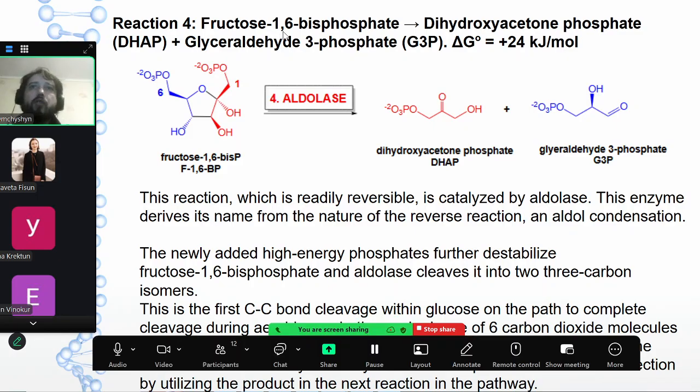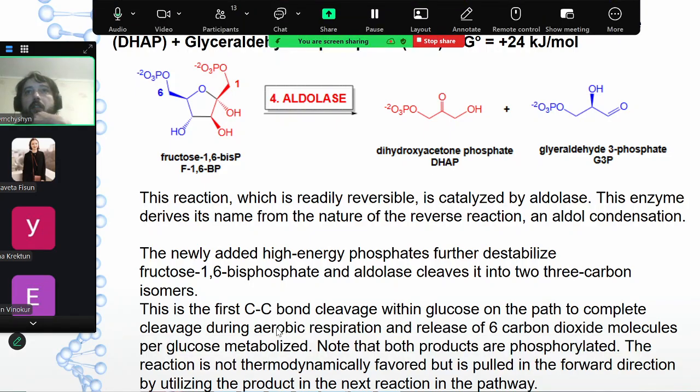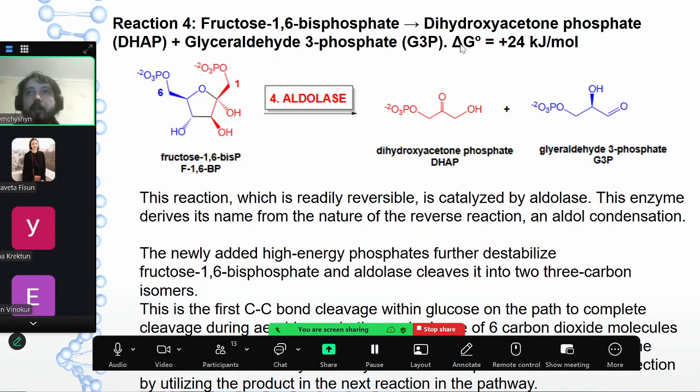Next step, fructose 1,6-bisphosphate to dihydroxyacetone phosphate, DHAP, and glyceraldehyde 3-phosphate, G3P. Here you see an enormous delta G. It's performed with aldolase, and this reaction has an interesting twist. You might guess that with such a large delta G naught, this reaction should not go in the forward direction, but it goes.